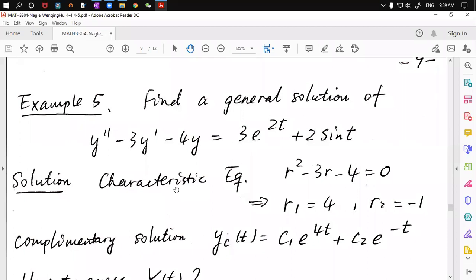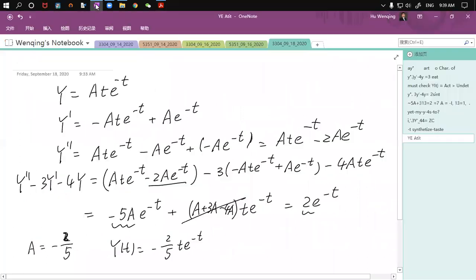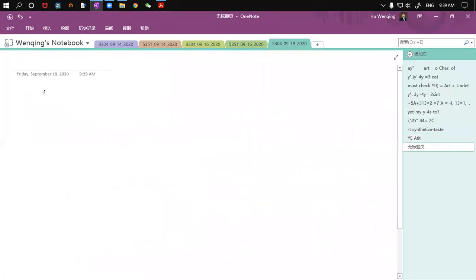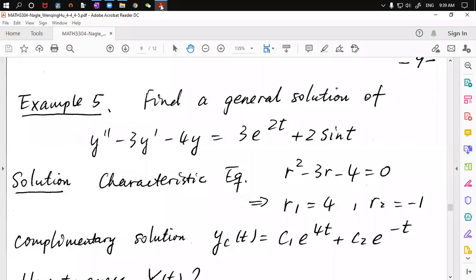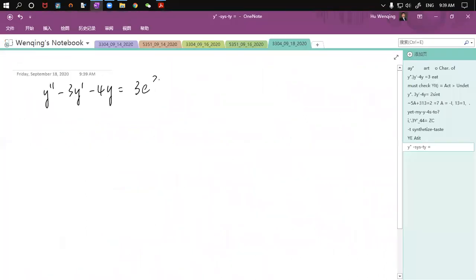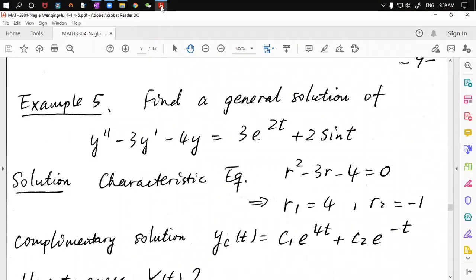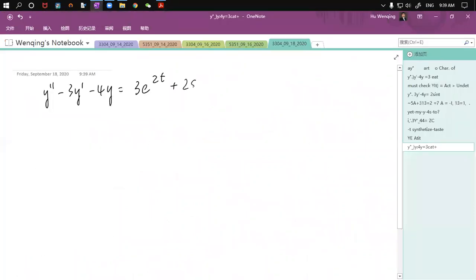Okay, so let's try one more example. It's y double prime minus 3 times y prime minus 4 times y. Again, the right-hand side is now a combination: 3 times e to the power 2t plus 2 times sine t. So I want to try this. What kind of solution should we try?